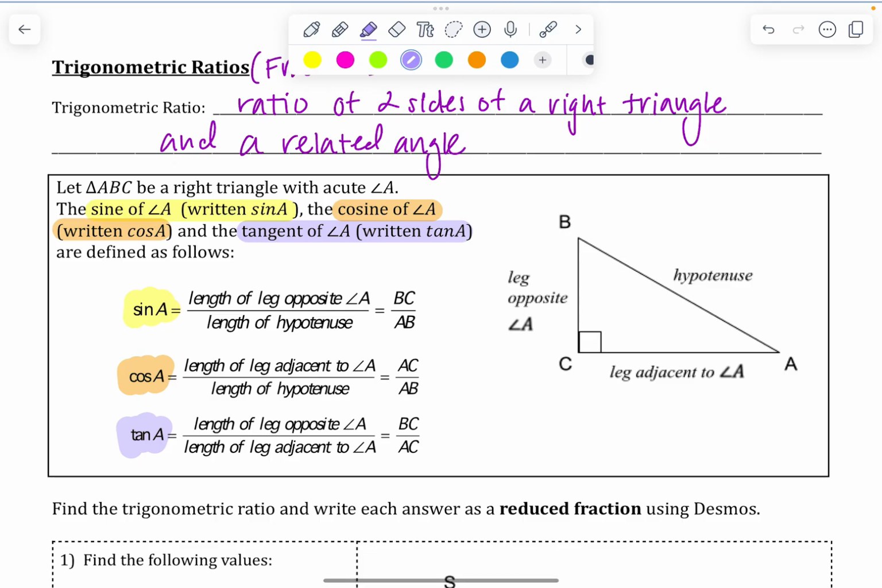The first one is sine. Go and try saying it, sine. The second one is cosine. Go and try saying it, cosine. And the last one is tangent. Go and start saying it, tangent. Okay.